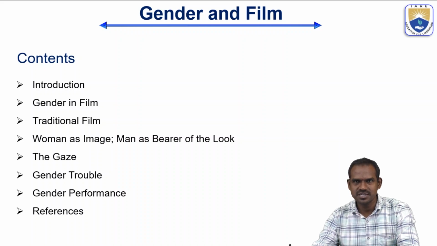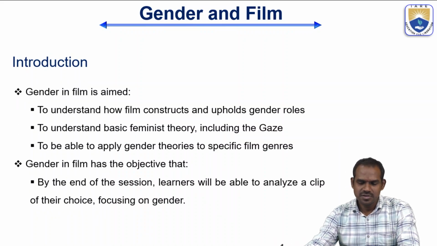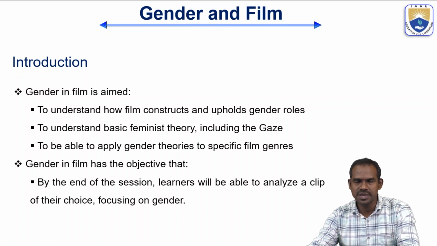The first content is introduction. So let's look at introduction. What is this aimed at and what are the objectives of gender and film? This is aimed to understand how a film constructs and upholds gender roles. It is aimed to understand basic feminist theory, including the gaze. Gaze means staring look.